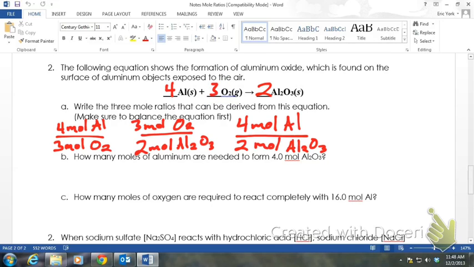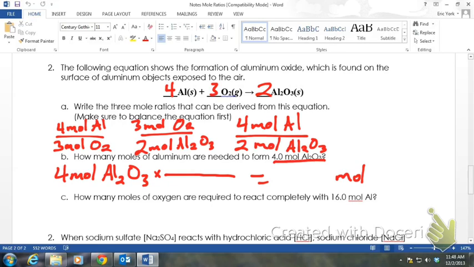Now for part B. It says how many moles of aluminum are needed to form 4 moles of Al2O3. What are we starting with in this problem? 4 moles of Al2O3. So we start with 4 moles of Al2O3, set up our conversion factor, and what substance are we wanting to convert it to? Not just aluminum, but what? Moles of aluminum. This is going to be important because we're going to start getting to other stuff other than moles in the next couple weeks. So we're converting it to moles of aluminum.